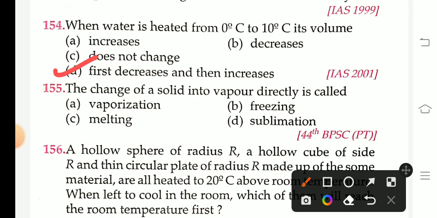Next, the change of a solid into vapor directly is called, right answer will be option D, sublimation.